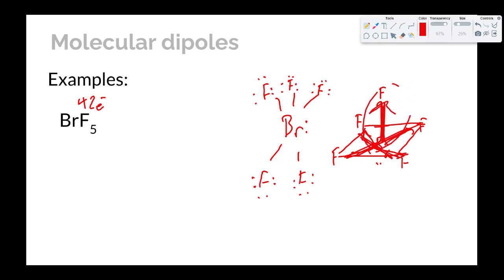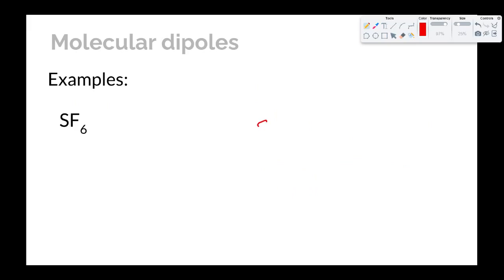It's a polar molecule. One last one, SF6. When you drew the Lewis structure for this, this is what you end up with.